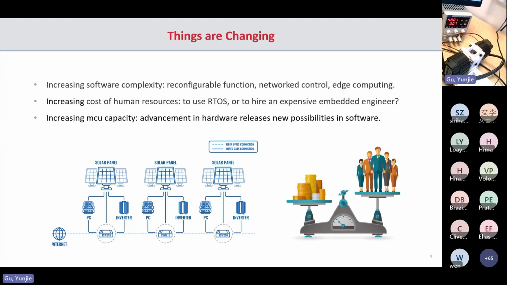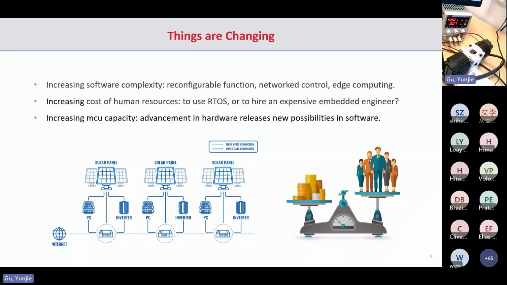But the tides are really changing at the moment, and people like me are quite fed up with bare metal development, and we are looking for alternative solutions. The reason is also threefold why people are moving on. The first reason is the increasing software complexity. We have, say, reconfigurable control for inverters and motor drives, and we also have network control.